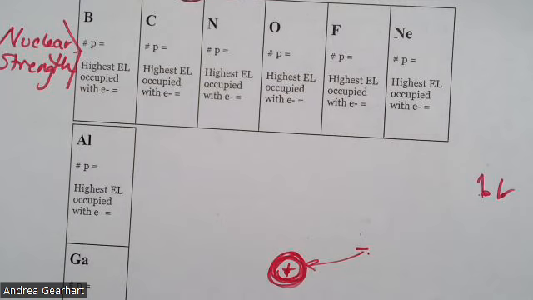We're always going down a column and across a period. Because if you're increasing this way, we're decreasing that way. That's not what's, you see, we're always going to go left to right.